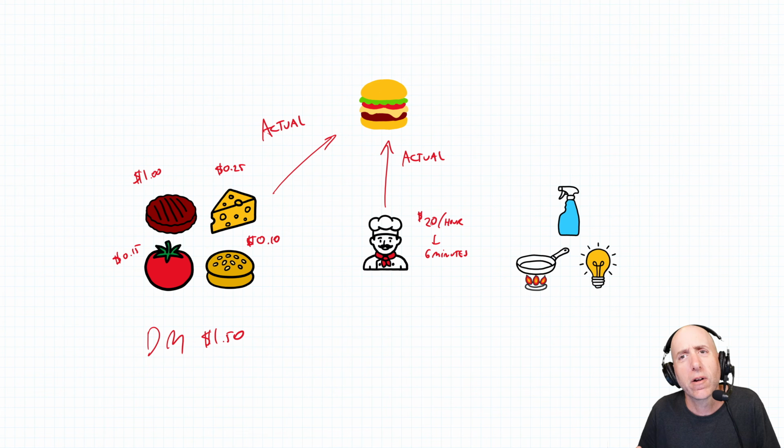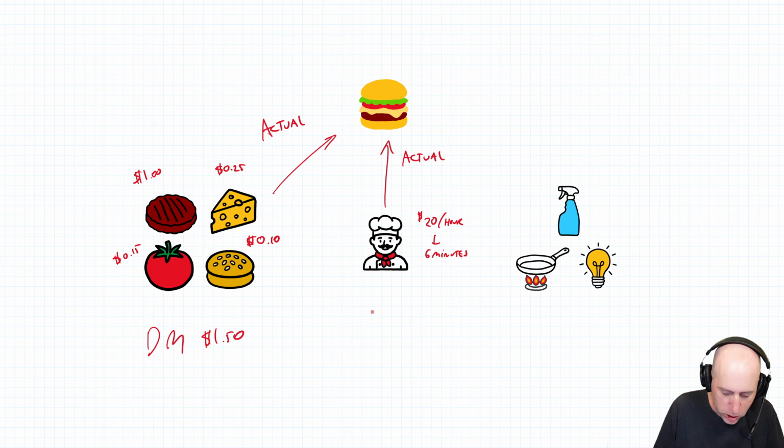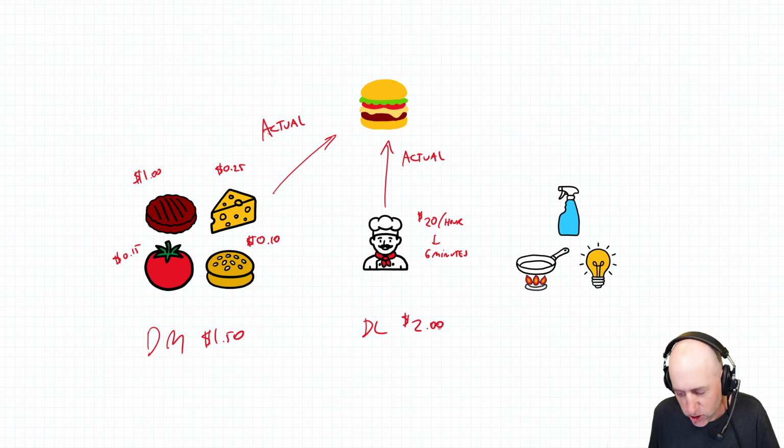It's trickier, of course, in real life where the chef's doing like 8 jobs at once, but you could make a reasonable estimate here and say, okay, this is 10% of an hour. We pay $20 an hour. Therefore, 10% of $20 is $2 in direct labor. And that's the actual amount that I pay the chef.